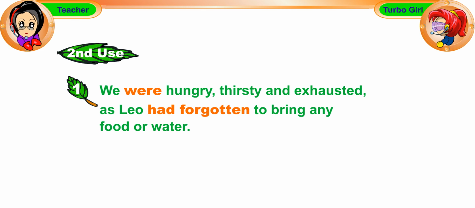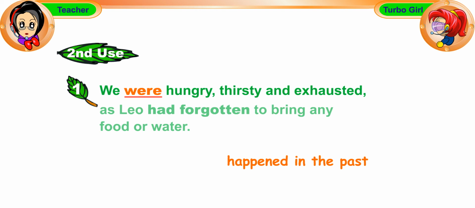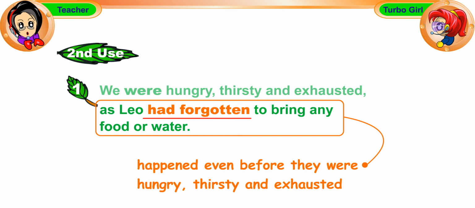In the first clause, we were hungry, thirsty, and exhausted. The past tense be verb were shows us that this happened in the past. In the second clause, the past perfect verb had forgotten in as Leo had forgotten to bring any food or water shows us that this happened even before they were hungry, thirsty, and exhausted.